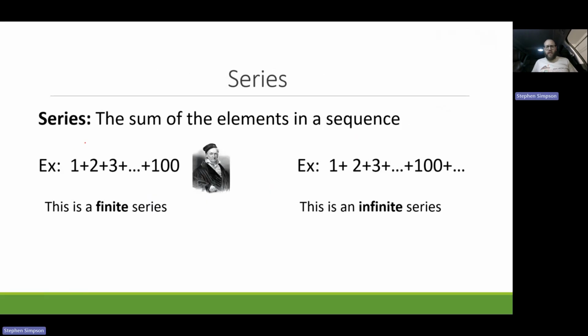Here are some examples of series. This one is a finite series. Finite meaning it ends eventually. This one is an infinite series. Infinite meaning it doesn't end. And a series is basically the exact same thing as a sequence, except instead of just writing the numbers down in some order, you add all of the numbers in that sequence together. And that's what makes it a series.